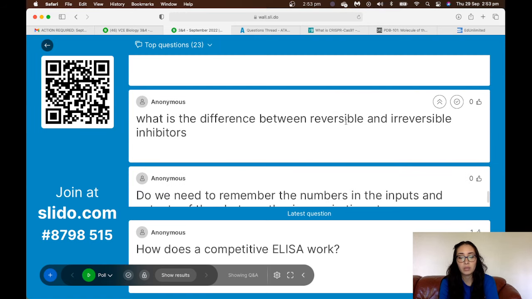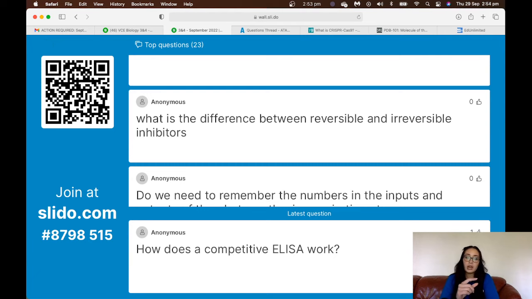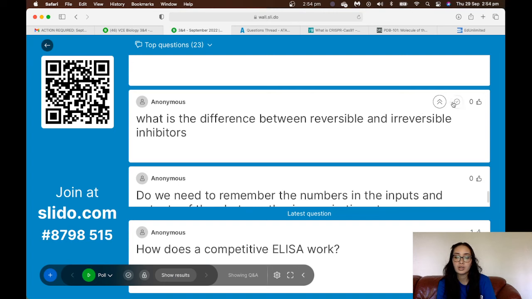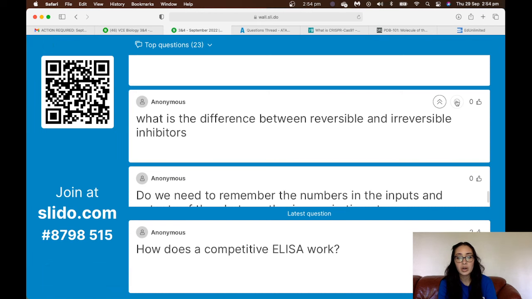Reversible means it can unbind. Whereas irreversible means once that inhibitor is bound, it can never leave. It's pretty much just destroyed that enzyme. No longer functional. And so poisons like ricin, that's how they work. They bind irreversibly to your enzymes in your body and stop them working.